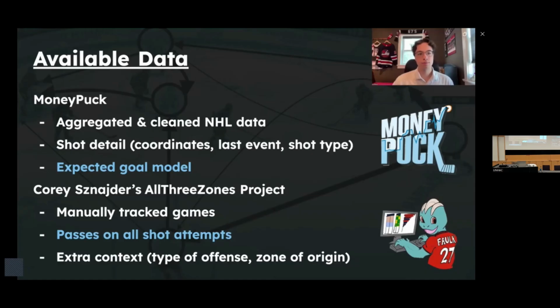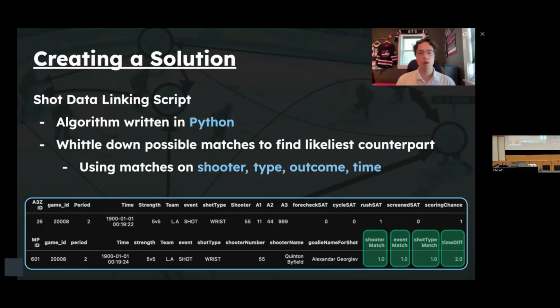So how do we essentially bridge the data gap between these two? What I've done is written a script in Python that takes every All Three Zones shot attempt that was recorded and whittles down the possible options on the MoneyPuck side of things to find its most likely match.